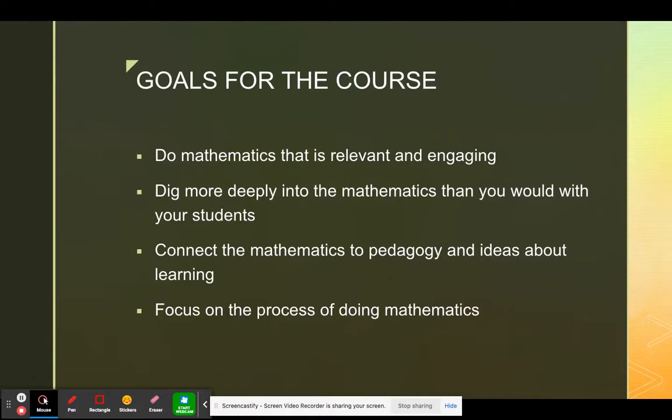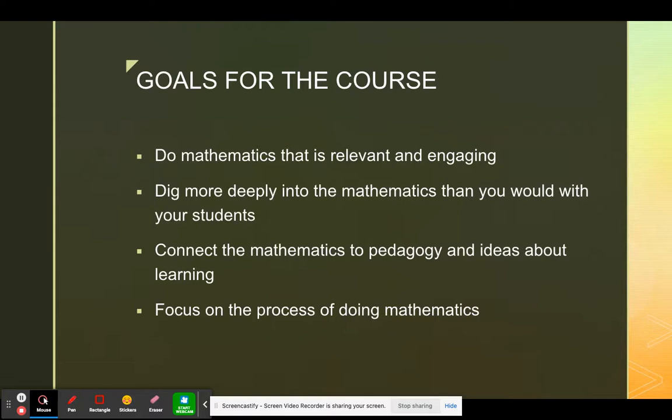Our first goal is that we want to do mathematics. We as mathematics educators don't often get a chance to work together with other teachers in doing mathematics. So we're going to work to do mathematics that is engaging, both for ourselves and our students, as well as mathematics that is relevant to the teaching and learning in the high school and middle school mathematics curriculum.